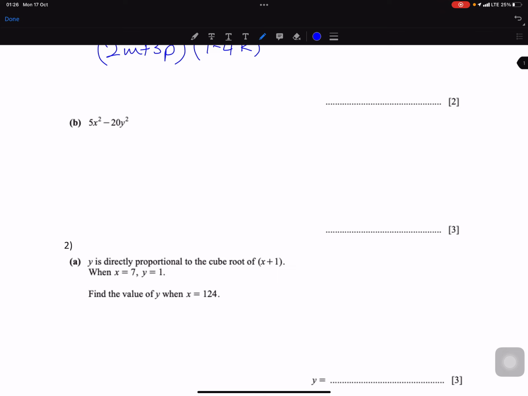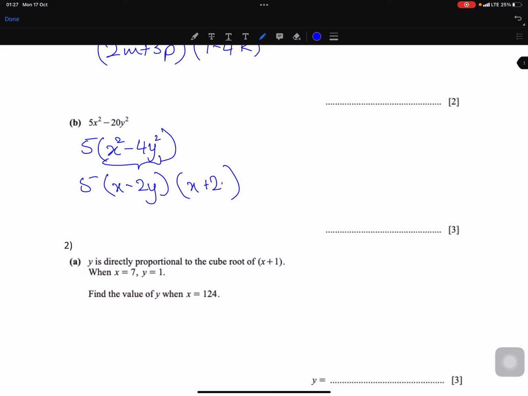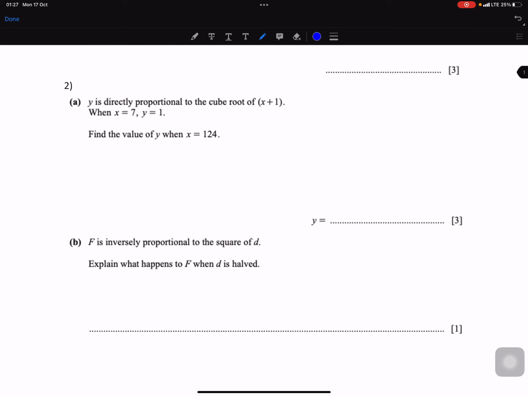The second question: you take 5 as a common factor, inside is x squared minus 4y squared. This is the difference between two squares, so you say 5, open two brackets, x minus 2y and x plus 2y. Okay, y is directly proportional to the cube root of x plus 1, so y equals k, the cube root of x plus 1.